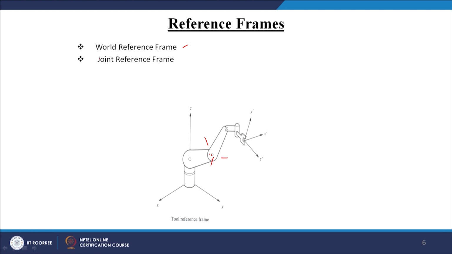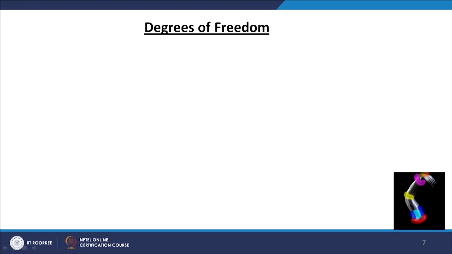So, the world frame is a fixed frame and the other joint frames are the moving frames of the robot. How to fix various coordinate frames at various joints is an algorithm called the DH algorithm, which will be studied in the coming lectures.